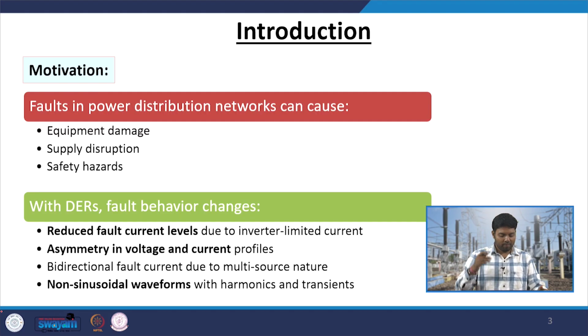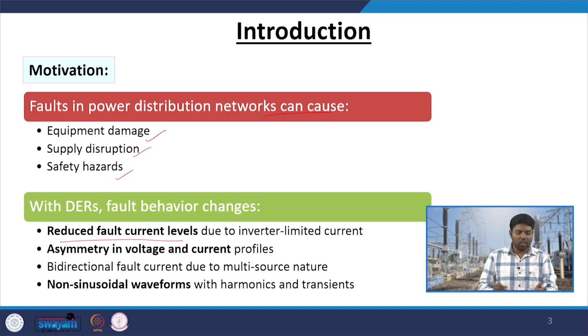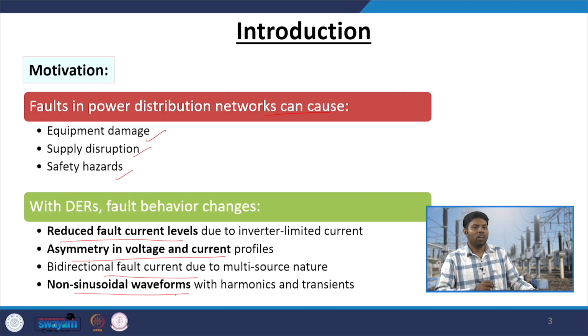We will explore. So, first, a fault in the power distribution network can obviously cause equipment damage, supply disruption and safety hazards. But with the DERs the fault behavior changes, that we have seen. So, what is that? The reduced fault current levels, asymmetry in the voltage and the current profiles, bidirectional fault current and non-sinusoidal waveforms with harmonics. That we have seen in the last class, these are the effects of DER installation on your fault current levels.